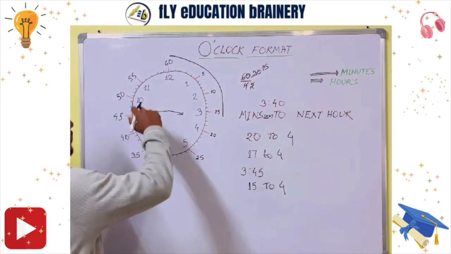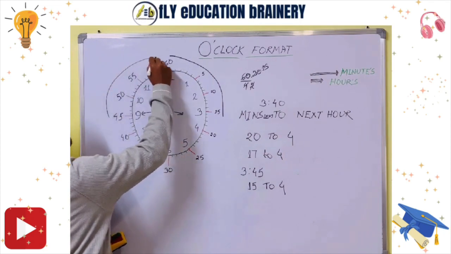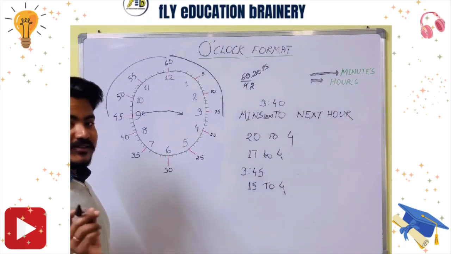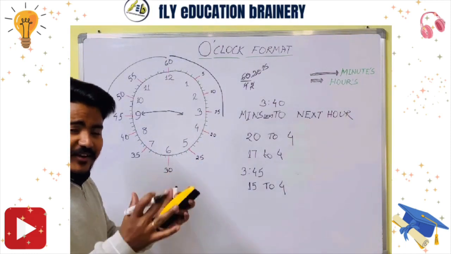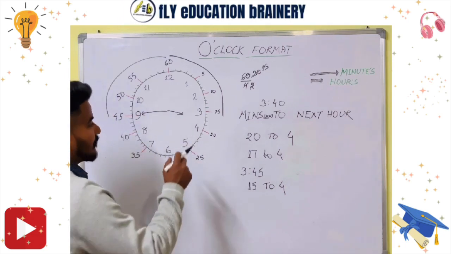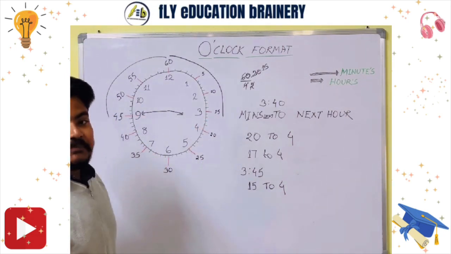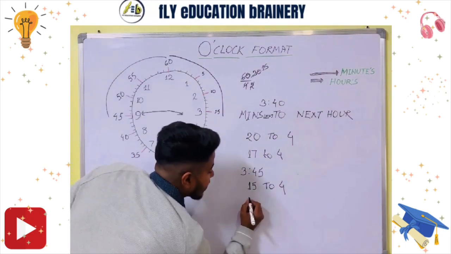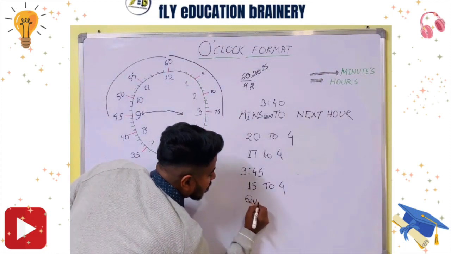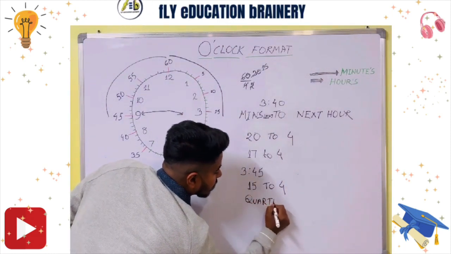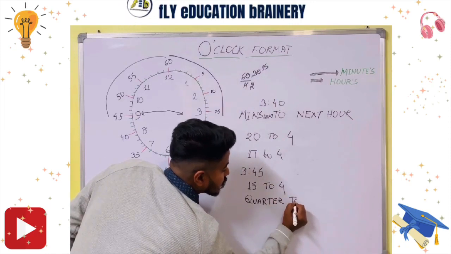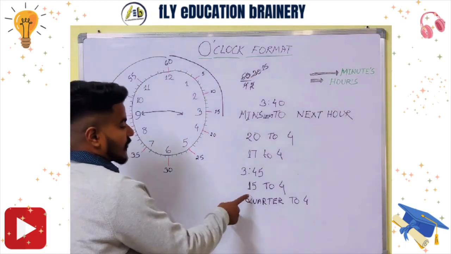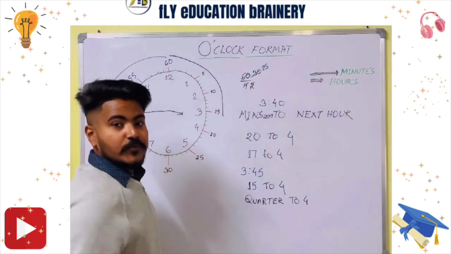See, 15 minutes are left. It's a whole slice of pizza left for 4 o'clock. So what we call the slice of pizza in a regular pizza? A quarter. Like here we have written quarter past 3. So when a quarter is left, 15 minutes are left, we will write it here as a quarter to 4. Okay, so we will not write 15 to 4, we will write quarter to 4.